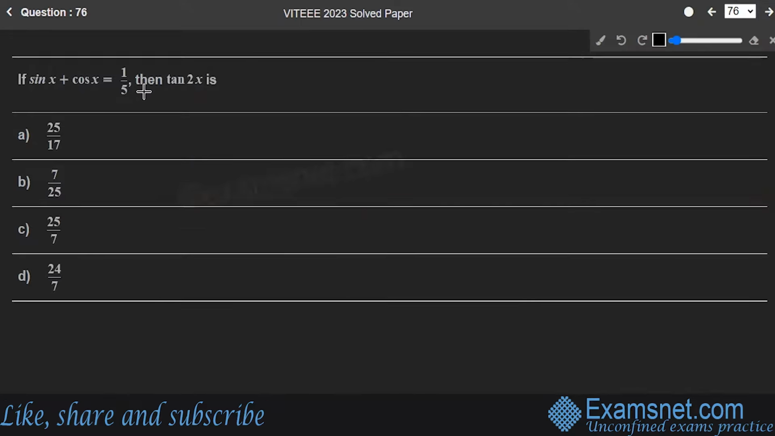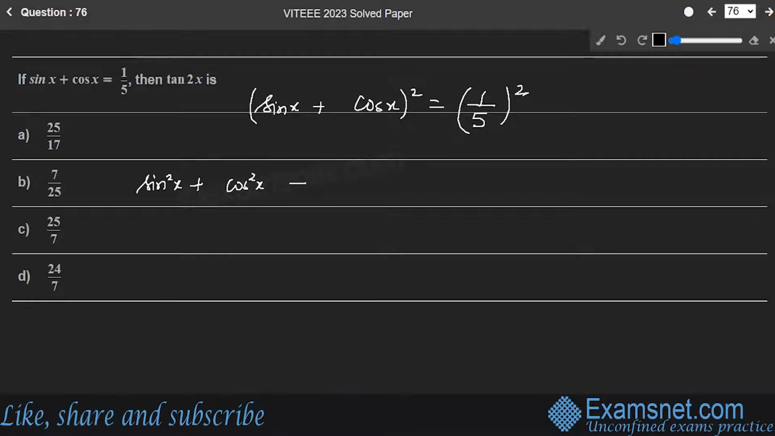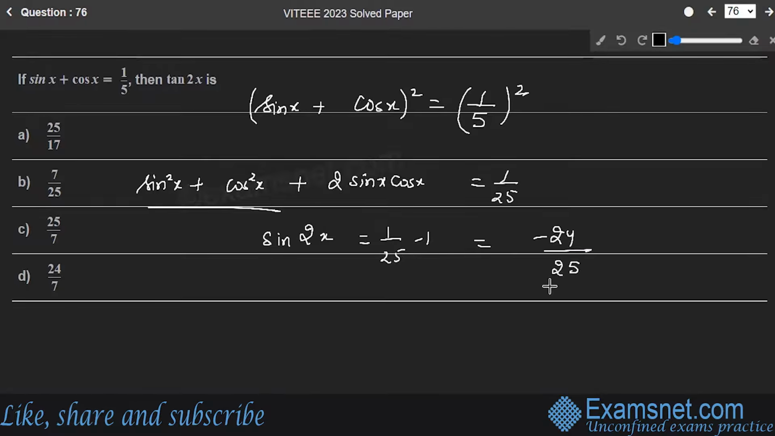Next is question number 76. sin x + cos x = 1/5. Tangent of 2x is equal to. Okay. You have sin x + cos x = 1/5. Let's do squaring on both the sides. So you have sin²x + cos²x + 2 sin x cos x = 1/25, or this can be written as sin 2x = 1/25 − 1, or this is equal to −24/25.